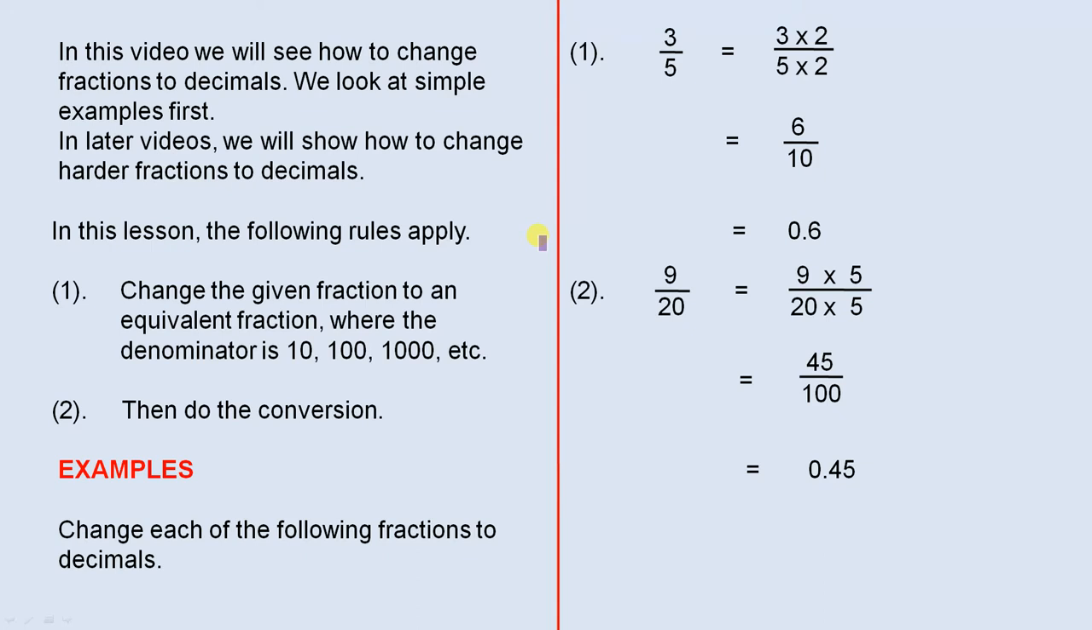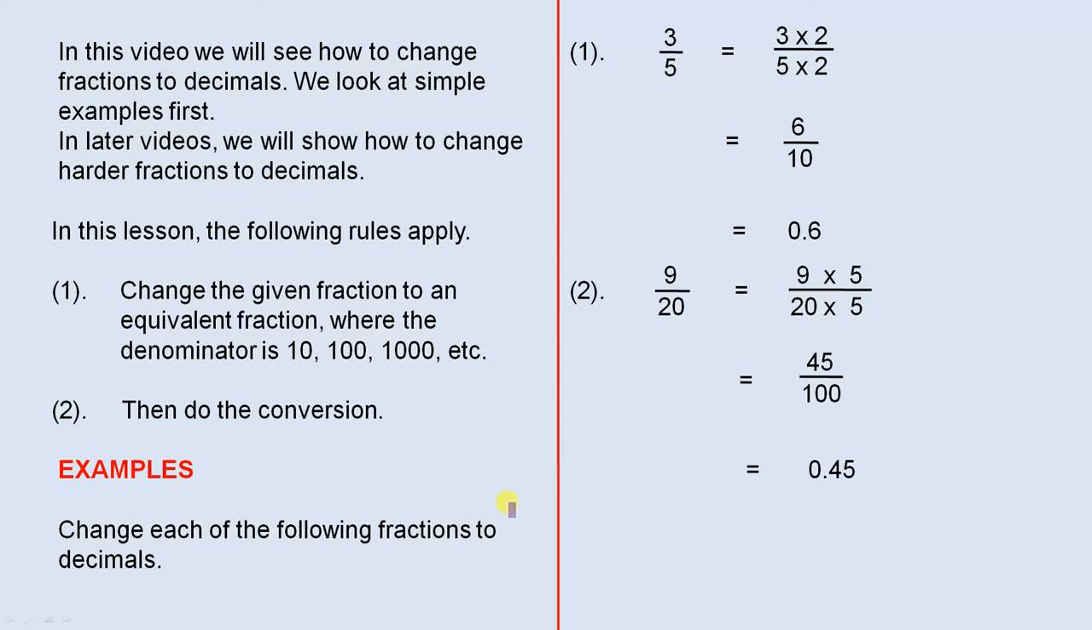In this lesson the following rules apply. Change the given fraction to an equivalent fraction where the denominator is 10 or 100 or 1,000, etc. Then do the conversion. What that means is then change it to a decimal. I'll show you how to do that.